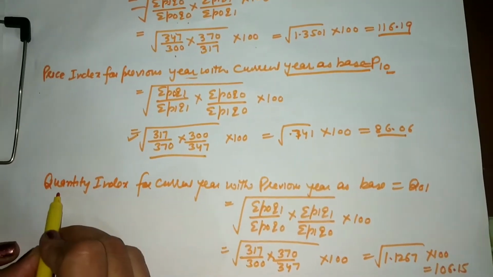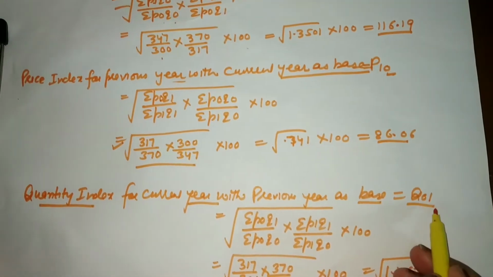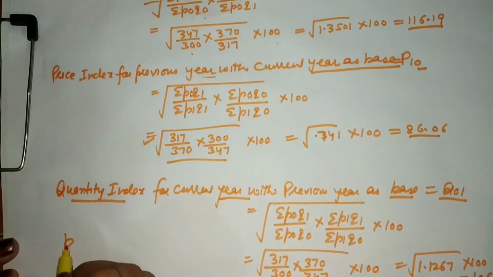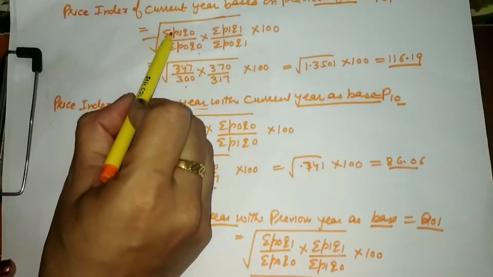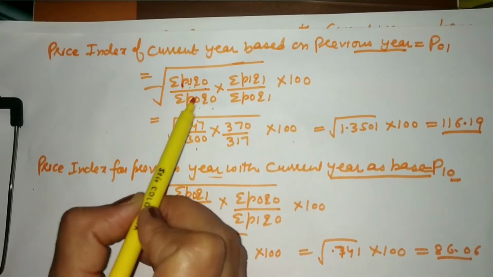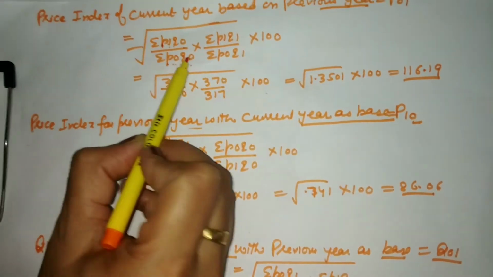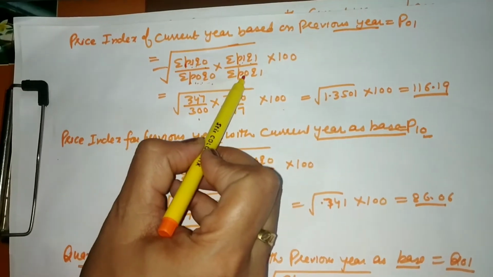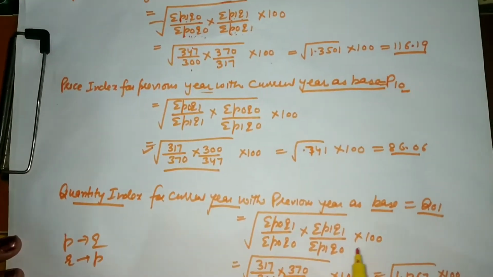Similarly, I can find out the quantity index for the current year with the previous year as base year. That means for quantity, wherever there is P, I will replace P with Q and Q with P. So in this formula, there is a P1, I will replace Q1 P1. There will be a P0 Q0, I will replace Q0 P0. Here is a P1 Q1, I will replace Q1 P1. Here is a P0 Q1, P means Q, Q0 P1.